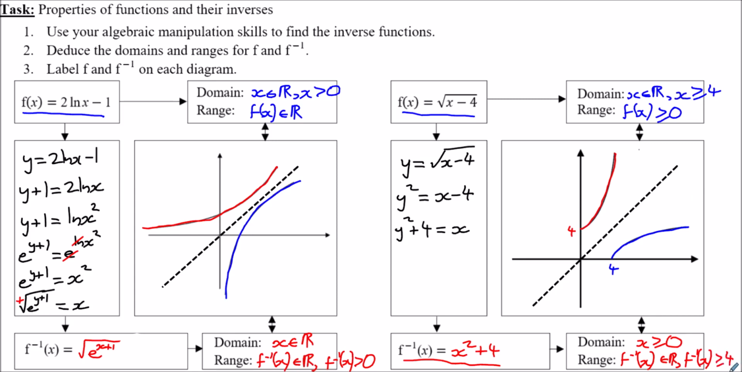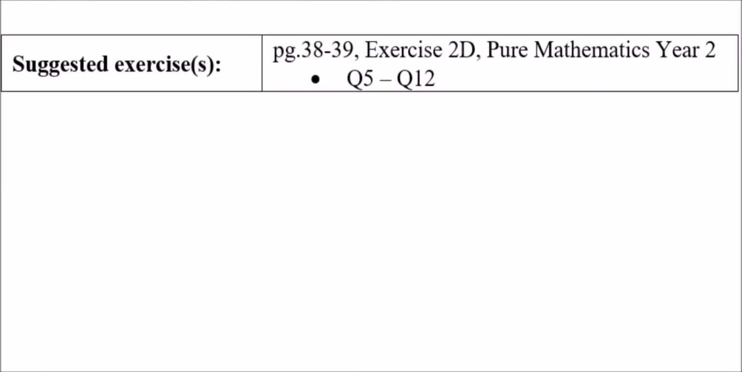And then we're done. Well, I'm done. Now it's over to you to do some of the work for yourselves, of course. Get some decent, effective, valuable practice in. The questions I'd suggest you try are the following. Turn to pages 38 and 39, exercise 2D in your blue Year 2 book. Questions 5 through to 12. Try questions 1, 2, 3 and 4 if you need a bit more extra practice. But questions 5 through to 12 are the key ones, in my humble opinion.